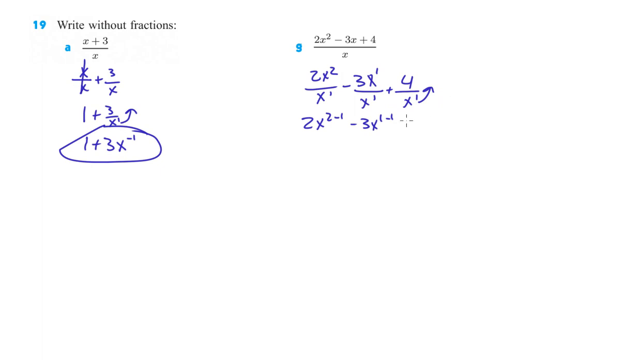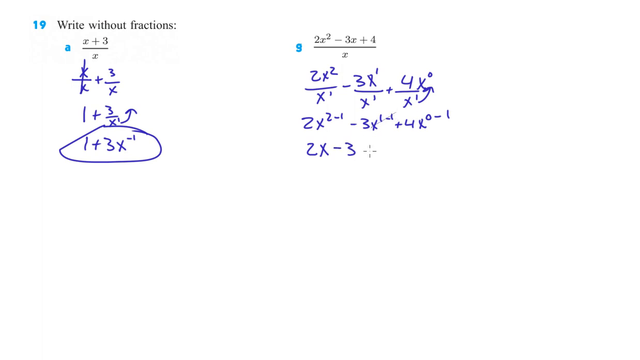Another way you could potentially look at this, if we're kind of following the same pattern here, there is no x out here, so we can call this x to the 0, right? So we'd say plus 4x to the 0 minus 1. So then when we simplify this, 2 minus 1 is 1, so that's 2x to the first, or just 2x. 1 minus 1 actually gives us 0, so that turns into 1.